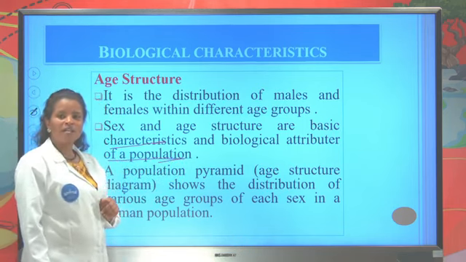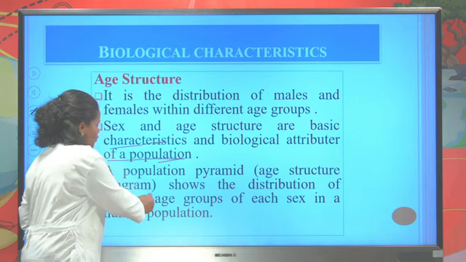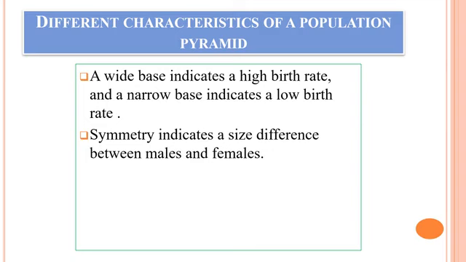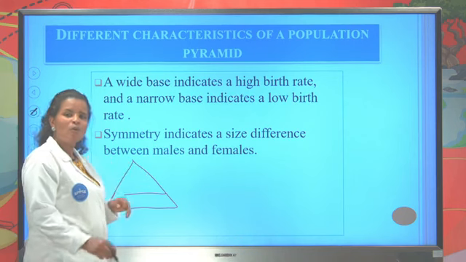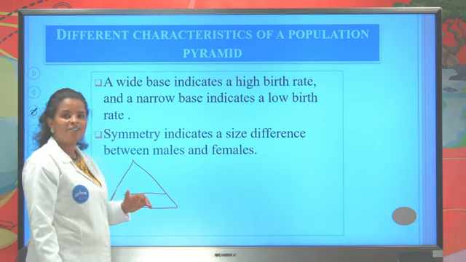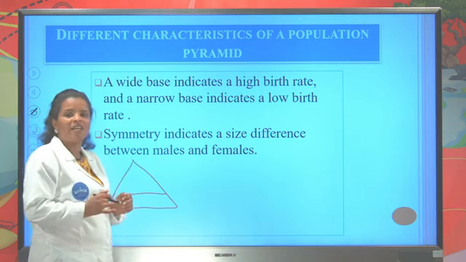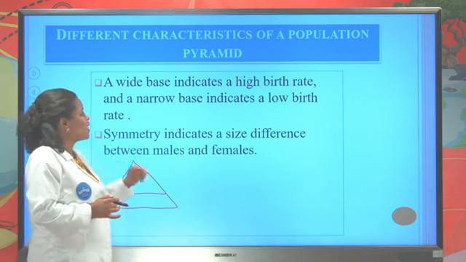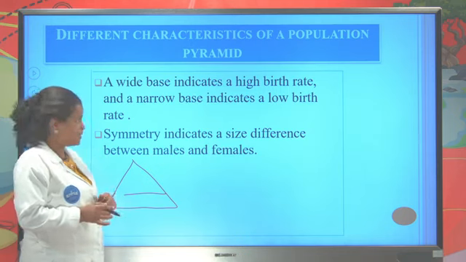When we see the population pyramid, it shows the distribution of various age groups in each sex in a human population. A wide base indicates a high birth rate, and a narrow base indicates a low birth rate. So in a developing country, the pyramid base is very wide. It shows the fertility rate is very high. Symmetry indicates the size difference between male and female.